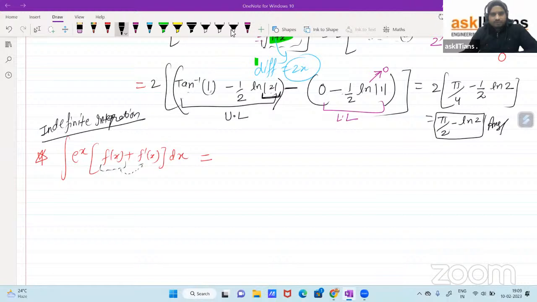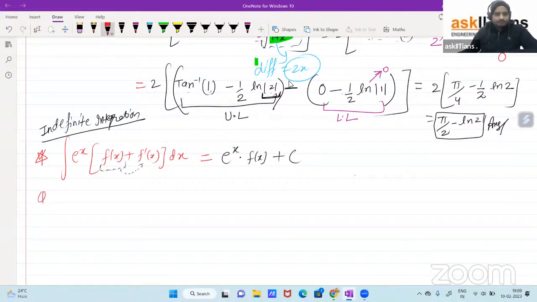Yeah, you are correct. e power x into f of x. Good, nice. e power x into f of x. This is the formula. As this is indefinite integration, there will be plus c.